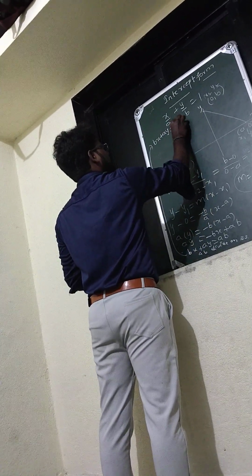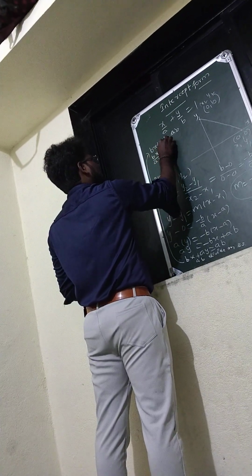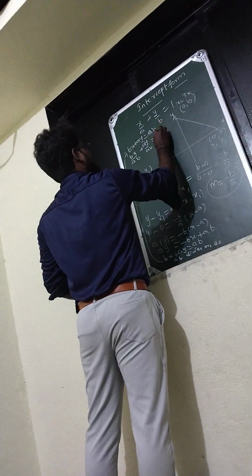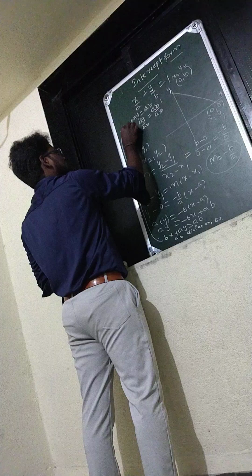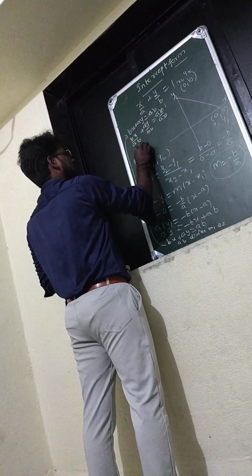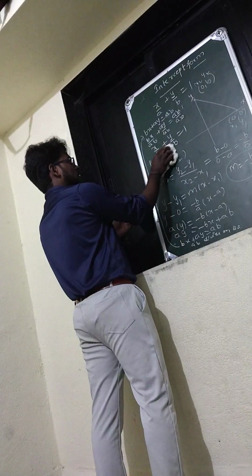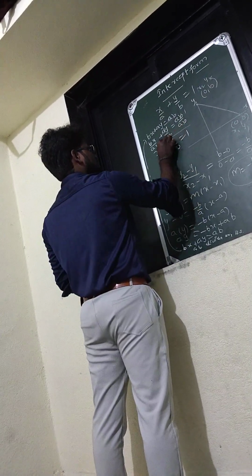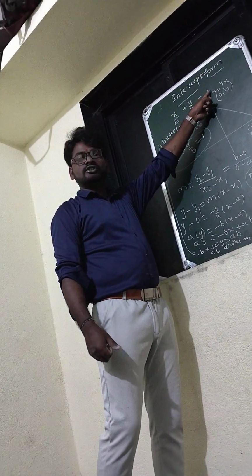And ab divided on both sides: bx by ab plus ay by ab equals ab by ab, which is 1. a and a cancel, b and b cancel. Then x by a plus y by b equals 1. And this is the intercept form. What is the intercept form? x by a plus y by b equals 1.